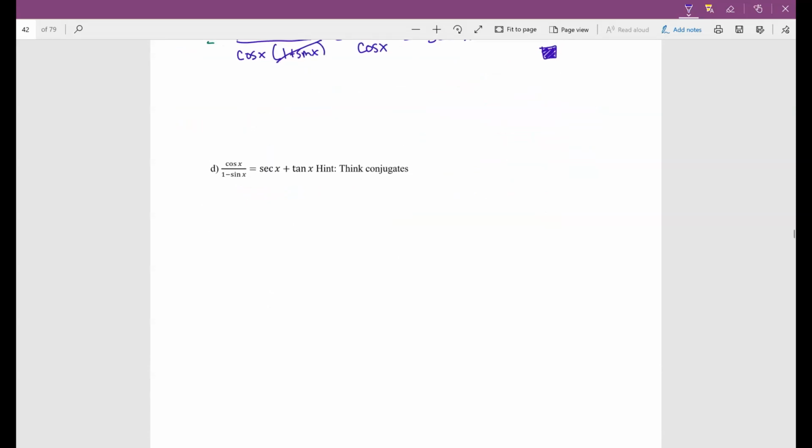Okay. So part D, what you want to be able to do, it says you want to find this guy and you want to think conjugates. When I think of a conjugate, the way that you know that you want to do a conjugate is you look for these guys: 1 minus sine x, 1 plus sine x, 1 minus cosine x, 1 plus cosine x. Whenever you see these, it should give you a hint that maybe a conjugate might work here.